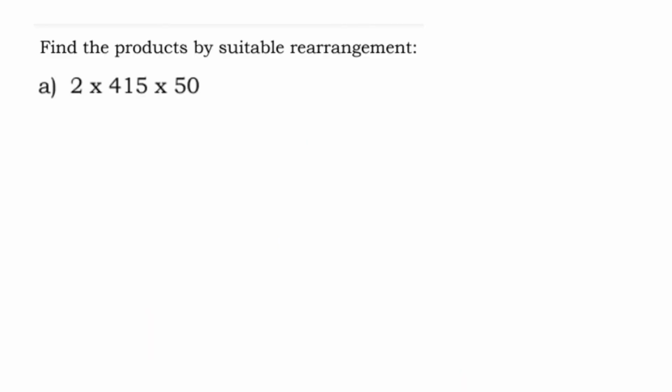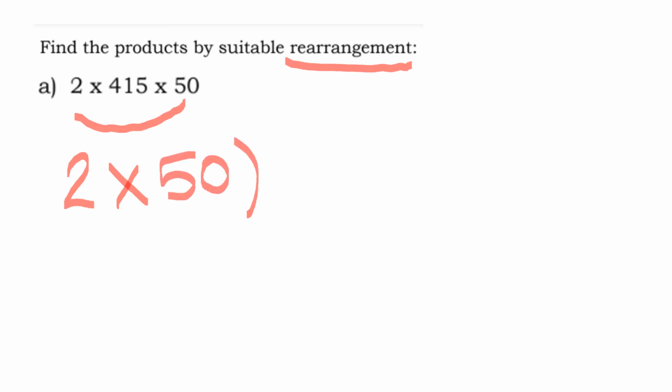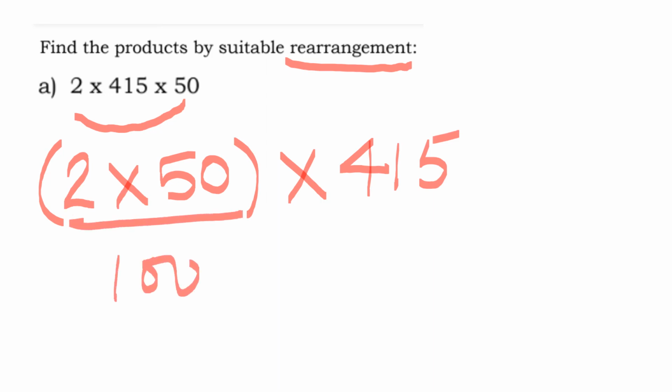So here we have to find the products by suitable rearrangement. We have to rearrange the given numbers using the associative property and find the products. Now we know that 2 into 50 gives me 100. So I will associate 2 into 50 first and then I will multiply 415. So 2 times 50 gives me 100, 100 into 415. This we have already done in grade 4 and 5.